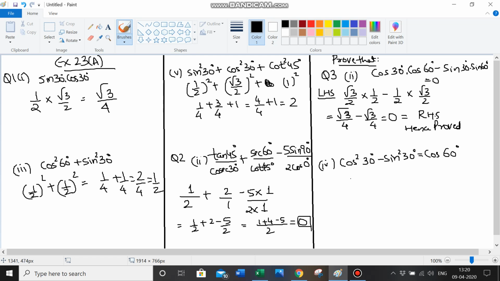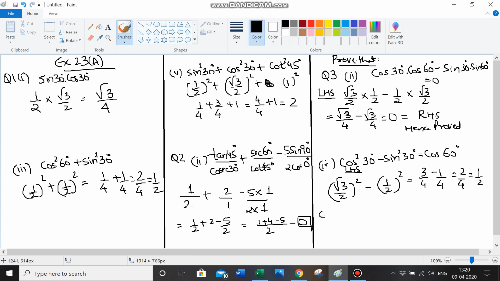Let's look at part 4. Part 4 says cos square 30 minus sine square 30. Cos 30 is root 3 by 2 whole square minus sine 30, which is half whole square. I am looking at the left hand side. Left hand side becomes 3 upon 4 minus 1 upon 4, which is 2 upon 4, which is half.